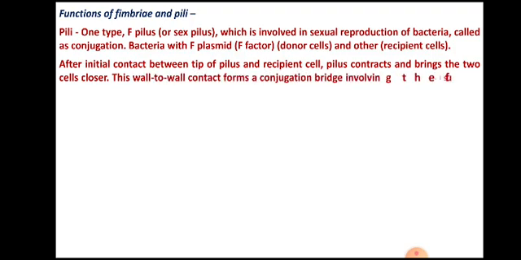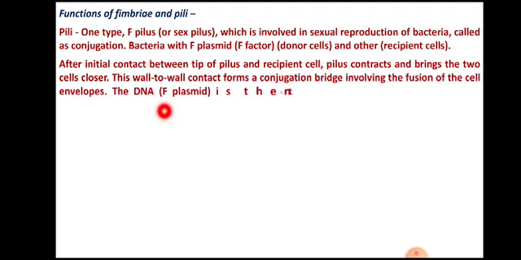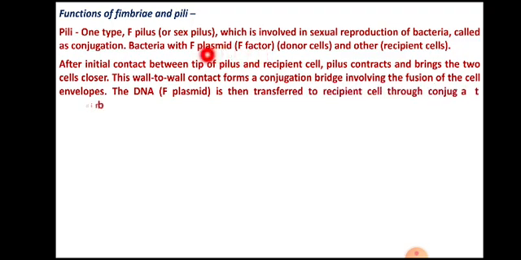During this conjugation, first the donor bacterial cell, which contains this F plasmid, possesses this pilus. With the help of this pilus, this bacterial cell makes contact with the recipient cell. So initial contact between the tip of the pilus and the recipient cell takes place. Then this pilus contracts and brings the two cells closer.